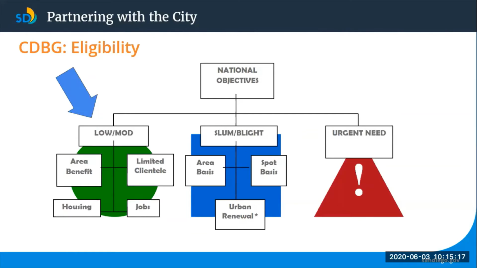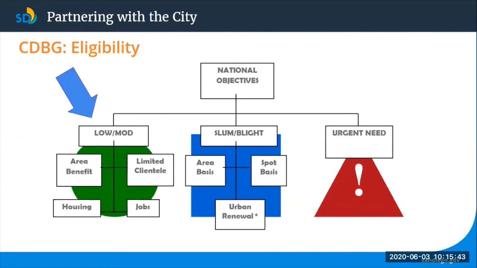So urgent need is basically in response to a major catastrophe, such as a flood or earthquake that threatens the community's residents. The community's other resources may be depleted and other federal programs may not be sufficient to cover all the losses, and that's when community development block grants can be invested in services that address urgent need.